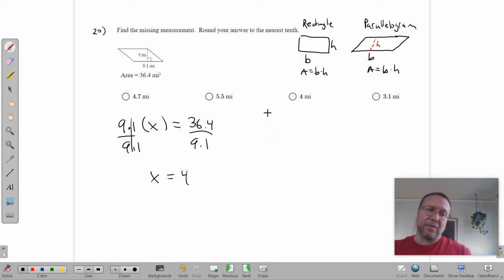So what was the height? We don't have to do any plugging back in or anything like that. They were asking for the height. That's the height. So the height would be 4. All right, moving on.